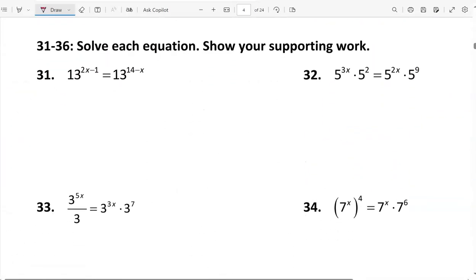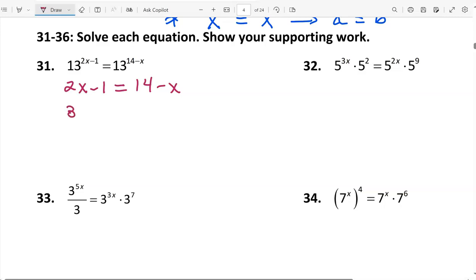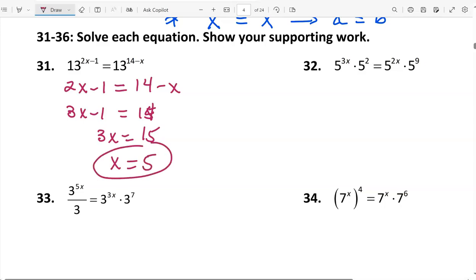In 31 through 36, we are solving equations. What we'll need to remember here is that if a base raised to the a power equals the same base raised to the b power, then a and b, the exponents, must be equal. So for number 31, 13 to the 2x minus 1 equals 13 to the 14 minus x. 2x minus 1 must be equal to 14 minus x. Adding x to both sides and adding 1, we get 3x equals 15 and x is equal to 5.